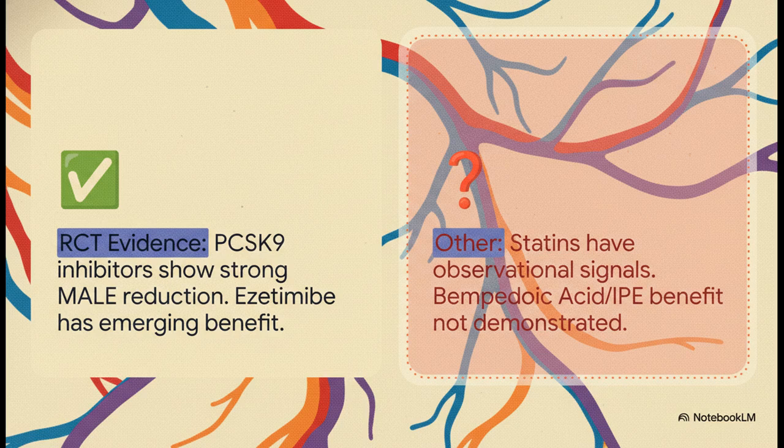When you look purely at the top-tier randomized controlled trial evidence for reducing MALE, who's the winner? It's the PCSK9 inhibitors. By a mile. The data from FOURIER and ODYSSEY is just rock solid. Ezetimibe? Well, there's some promising emerging evidence there from IMPROVE-IT. But what about the others? Statins have lots of positive observational signals for sure, but we're still waiting for that definitive RCT proof for limb events. And for bempedoic acid and icosapent ethyl, right now the evidence for limb benefit just hasn't been shown.